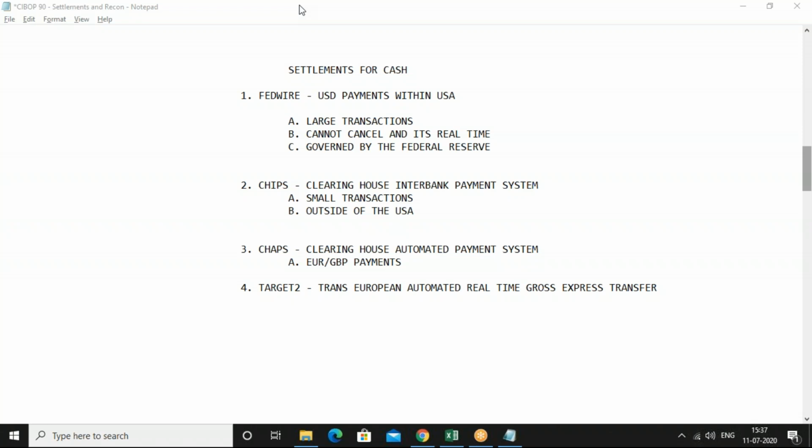Sir, please explain CHAPS and TARGET2 again. Yeah. So CHAPS is done for Euro and GBP payments, and TARGET2 is only for Euro payments. That's it. You just need to know the platform that it uses.